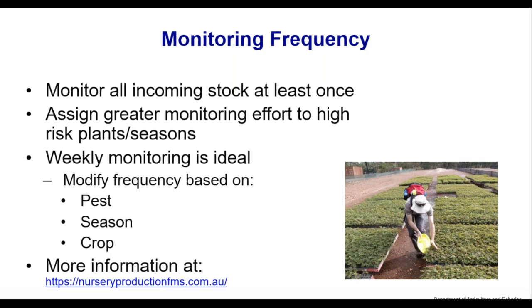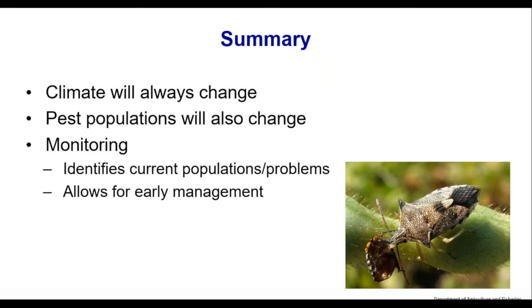And there's more information. We're not going to go into a lot of detail on monitoring because there's loads of information on the Nursery FMS website and in all the fact sheets on various different pests and pest management plans that we have done. We include a section on how to monitor for those pests. So we don't need to go into that here. The summary is climate's always going to change. Pest populations are also always going to change. And monitoring identifies current populations and problems and allows you to manage those early.